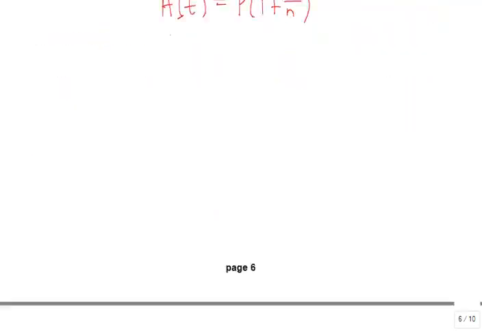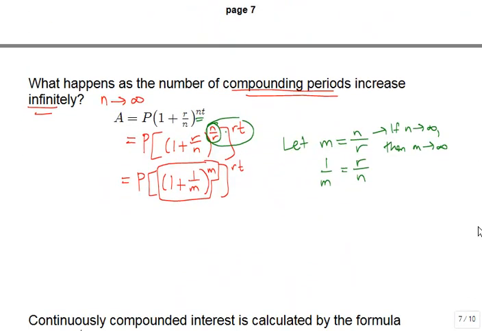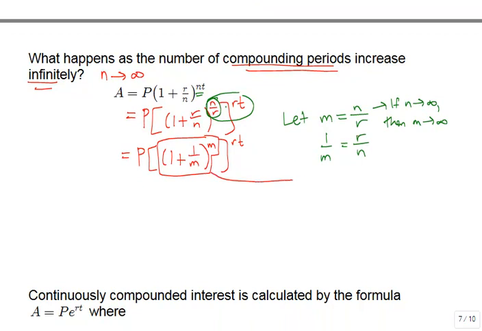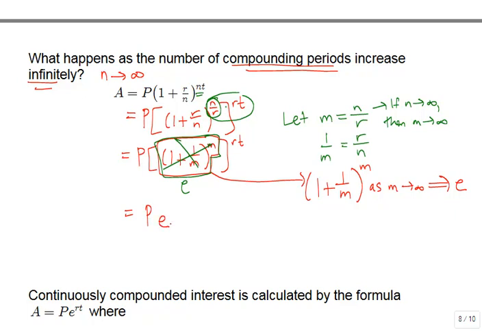So in other words, back here in my problem, this expression right here, 1 plus 1 over m raised to the m, as m goes to infinity, approaches e. So all of this right here becomes an e. So my formula becomes P e to the rt. Sometimes you hear this called PERT.